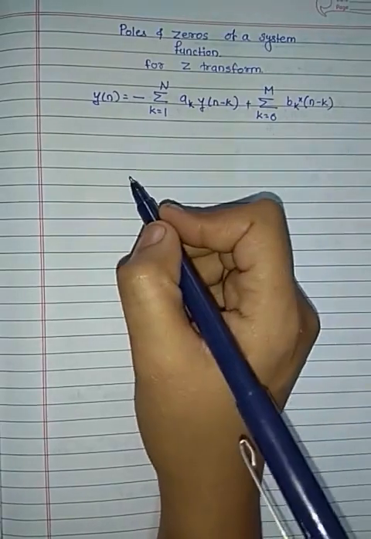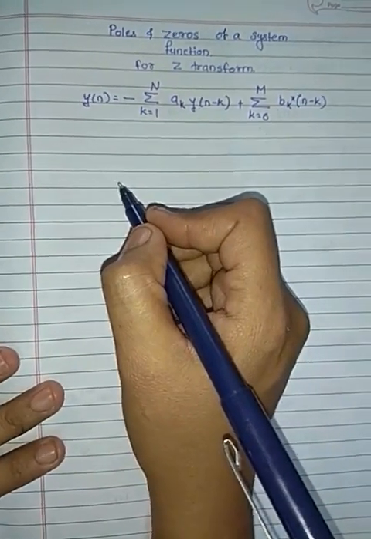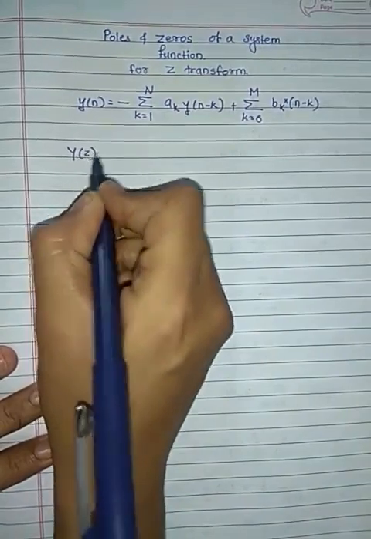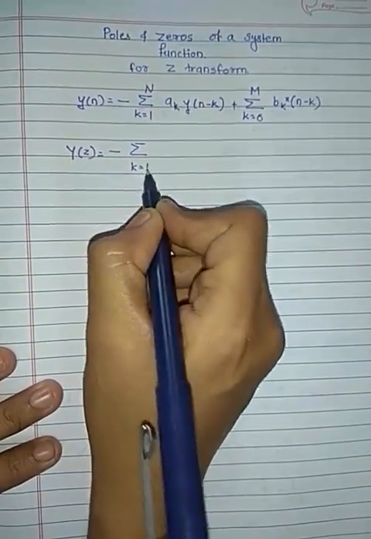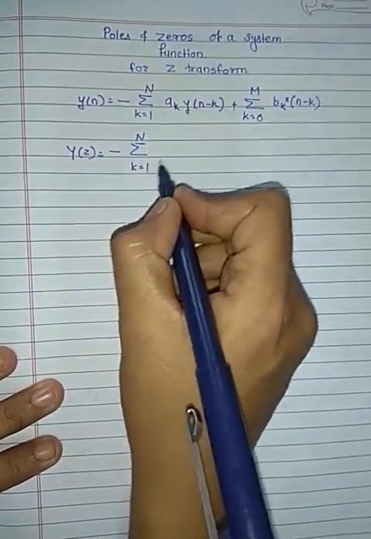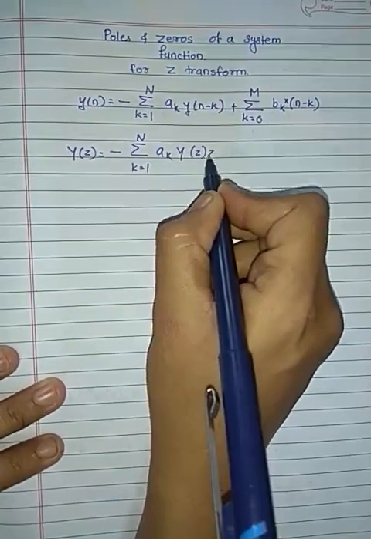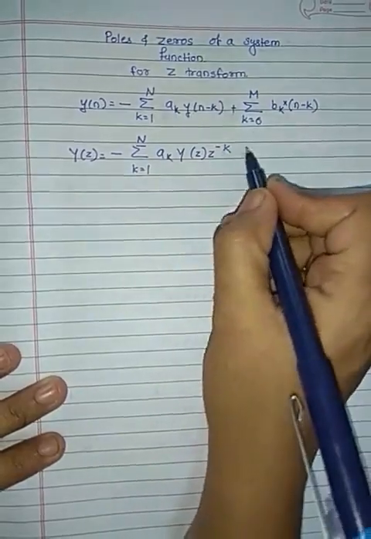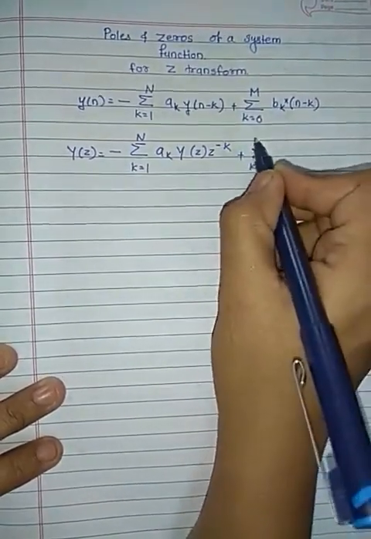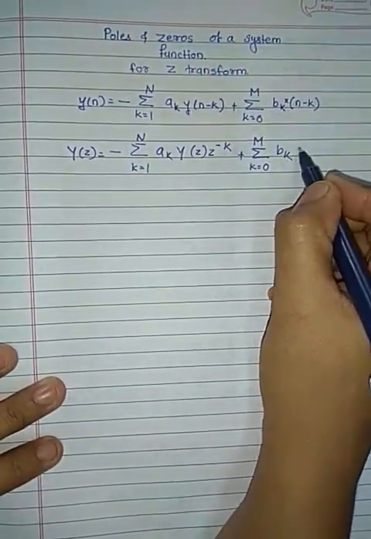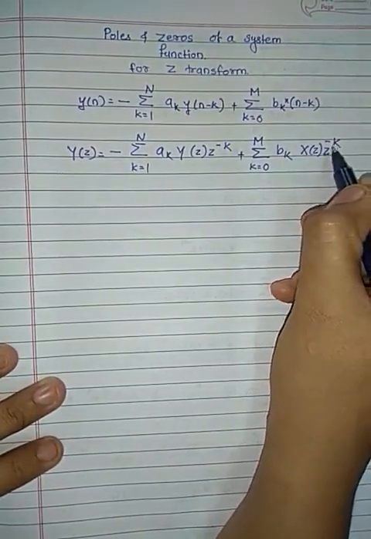Now taking the Z transform on both the sides and applying the time shifting property, we obtain Y of z is equivalent to minus summation from k is equal to 1 to N a k into Y of z into z raised to minus k plus summation from k is equal to 0 to M b k into X of z into z raised to minus k.